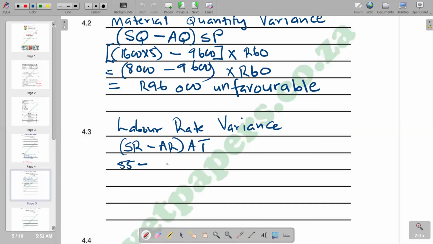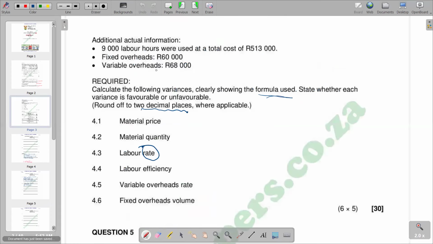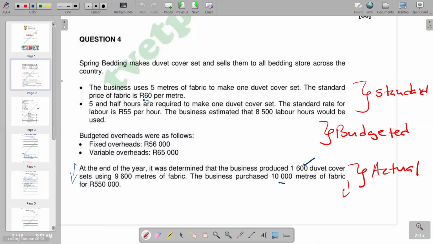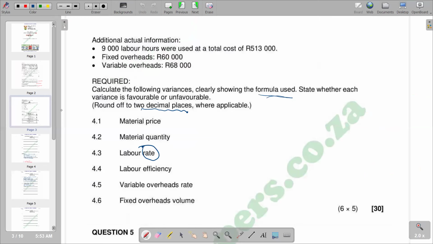So that's the calculation in brackets: minus 513,000 divided by 9,000. Then the answer that we get, we multiply by actual time, which we get again under the actual section, where 9,000 labor hours is the actual time. So multiply by 9,000. To calculate further, it's going to be 55 minus 57. If you refer back to the question, it says you should round off to two decimal places where applicable.